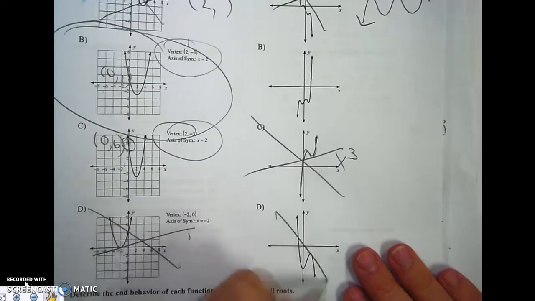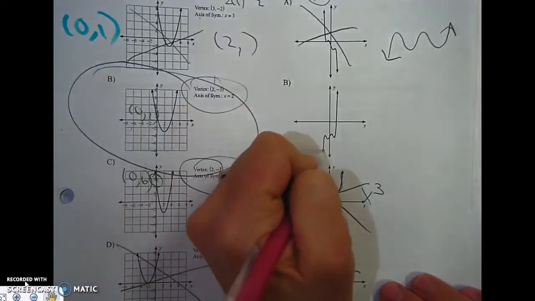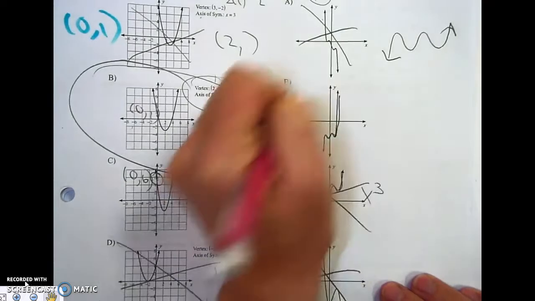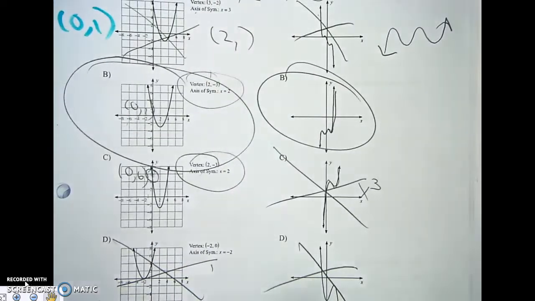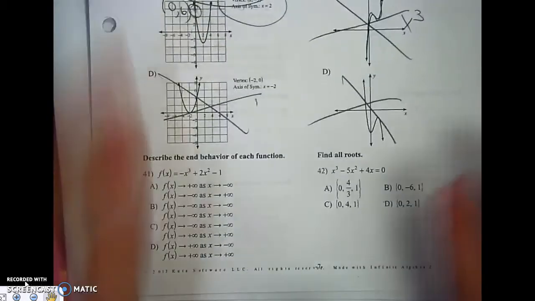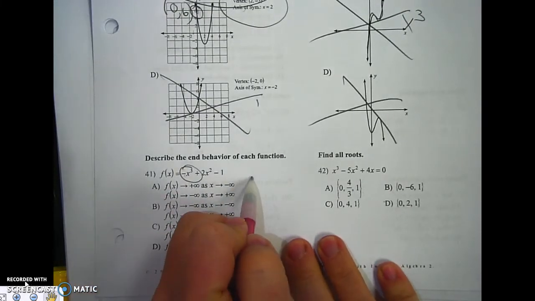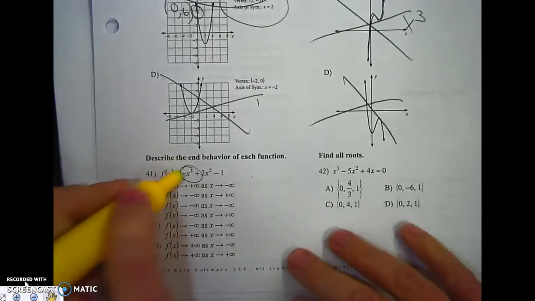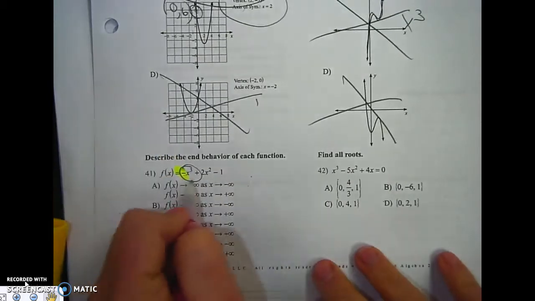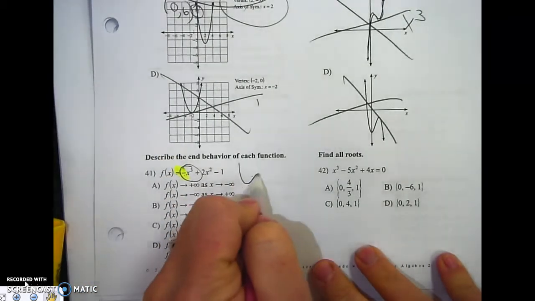And this is starting from the top. So let me double check. 1, 2, 3, 4, 5. Boom, it's B. Okay? This is asking you to describe its end behavior. Well, it's cubic. Cubic means it reminds me of a line, so it starts from the bottom. But the problem is that there's a negative. So instead of it starting from the bottom, it starts from the top. 1, 2, 3.